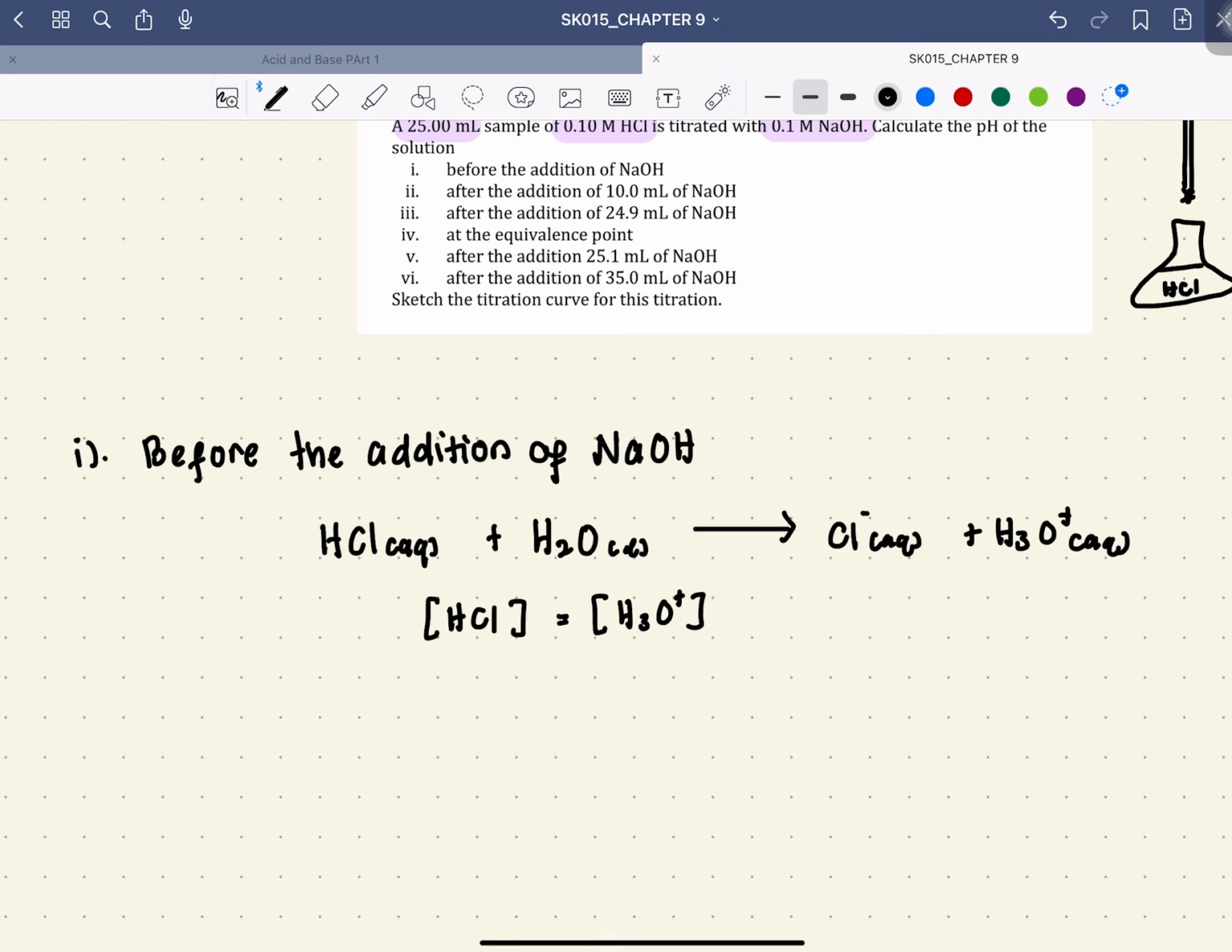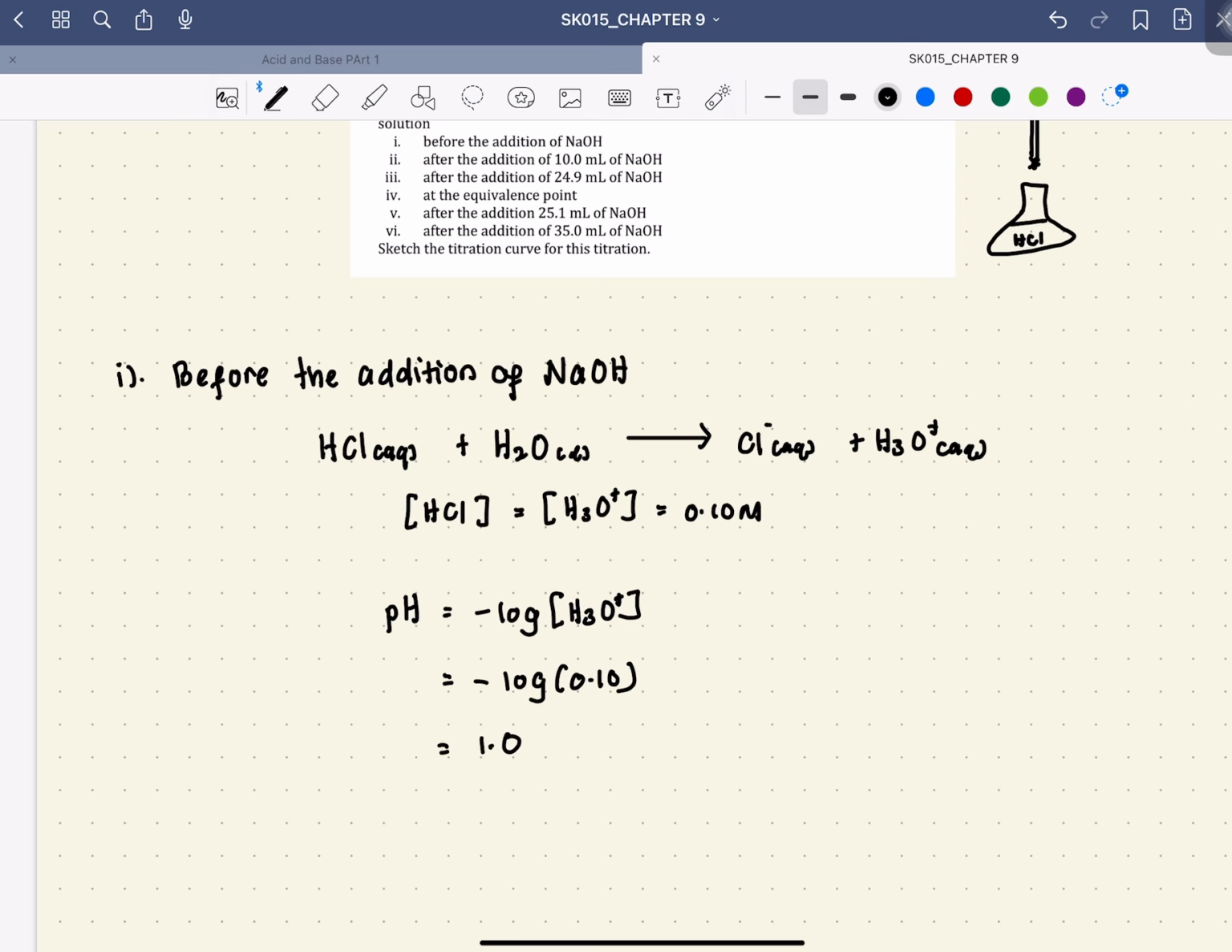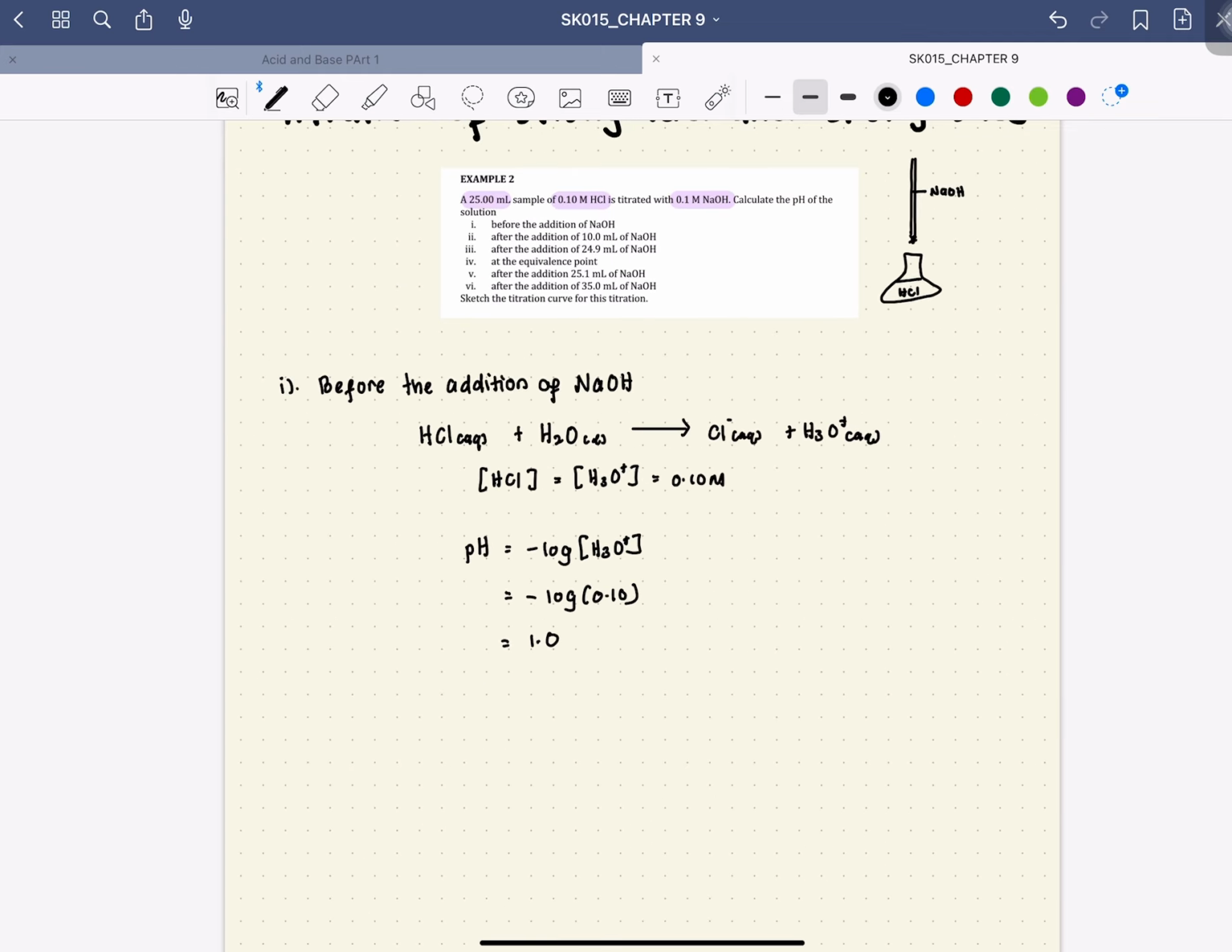So the pH of the solution, with 0.10 molar, is equal to negative log of H3O+, which is negative log of 0.10, and you're going to get 1.0. So this is the answer for the first question. I think this one is easy: before the addition, there's no titration, no neutralization happening. Let's take a look at question number 2.